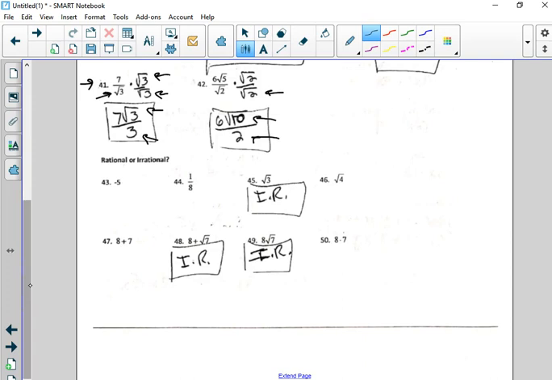Okay. Here, only the irrational ones are marked. All the other ones are rational. Okay? So, negative 5, 1/8, square root of 4, which is 2, 8 plus 7, which is 15, and 8 times 7, which is 56. Those are all rational numbers. 48, 45, 48, and 49 are irrational.